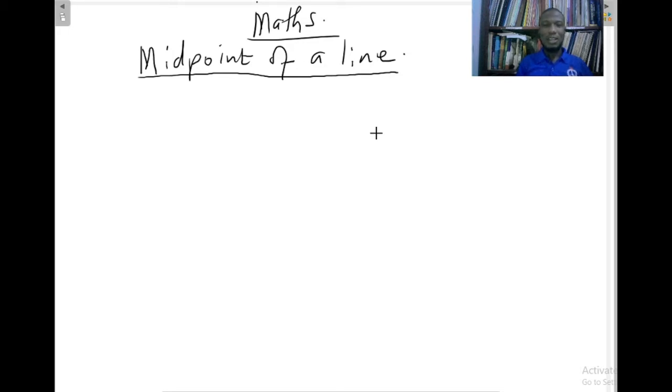So I realized that there will be a number of students all over who also can quote the midpoint formula but cannot explain. So the aim of today's lesson is just to prove the midpoint formula using a straight line.